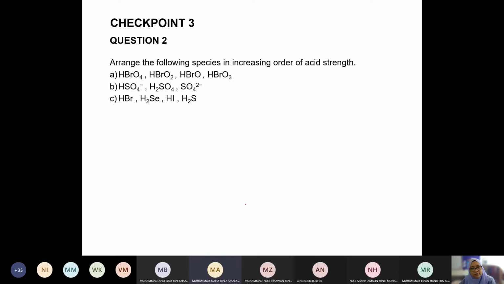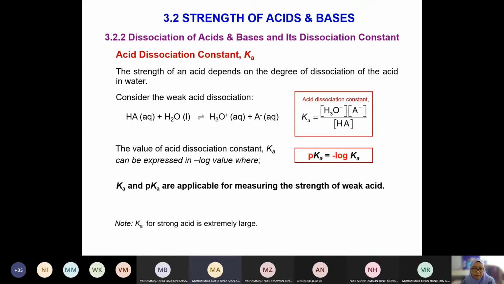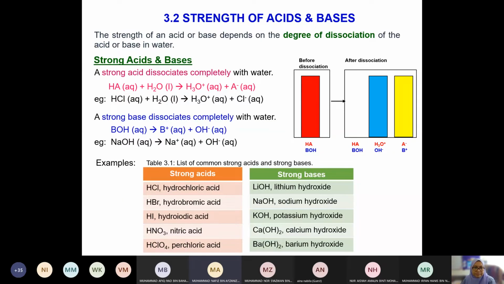Arrange the following species in increasing order of acid strength. This one will be your homework. This one will be discussed next week. Maybe very quickly, we have like 2 minutes before we end our session.